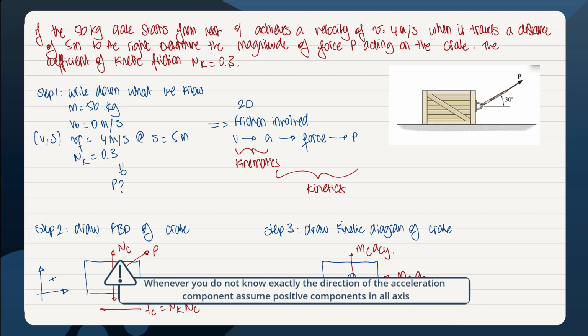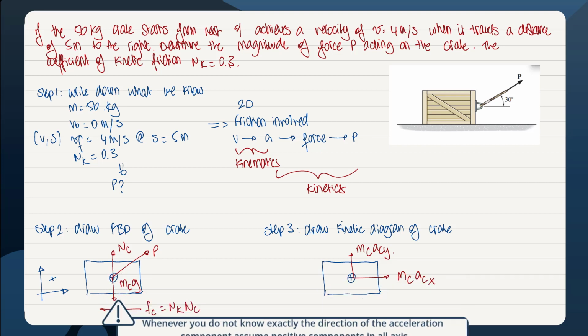Remember, whenever you do not know exactly where the acceleration would be, it is always good practice to take a single acceleration component on each of the axes. And remember, the acceleration component is always directed towards the positive direction. So now that we have the two diagrams, we can use the kinematics first.